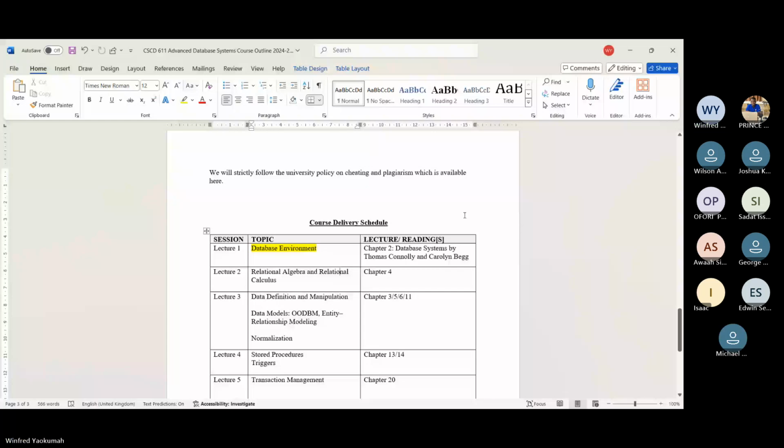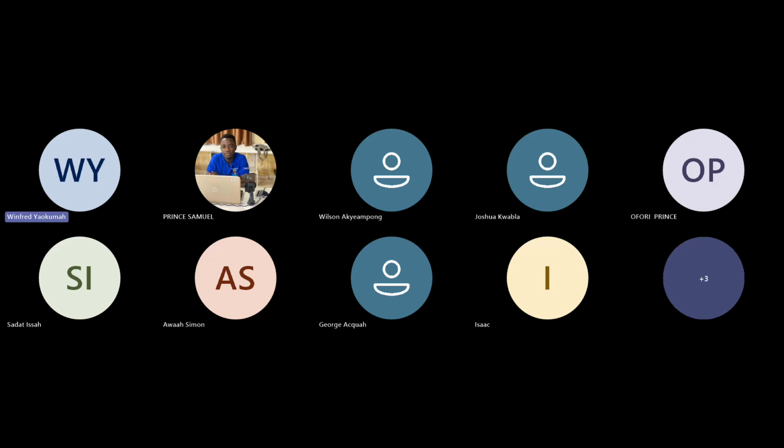Okay, having said so, I'll go straight to the material we are using, and then we take it out from there. So I shared the textbook and the course outline, I think the term paper, and also some notes on data warehousing. There are a number of slides that I shared.